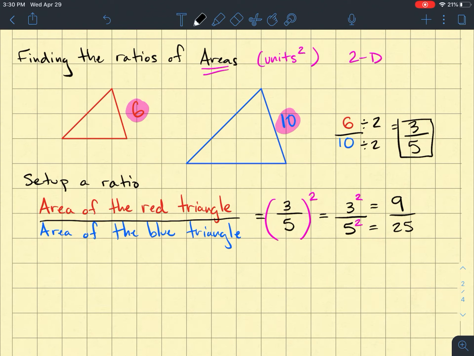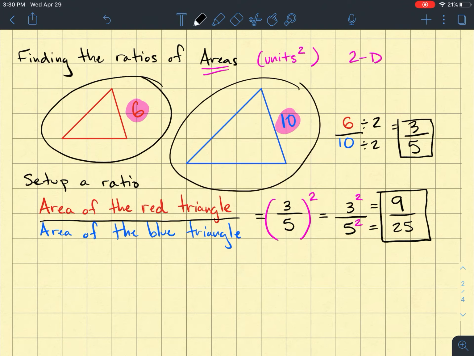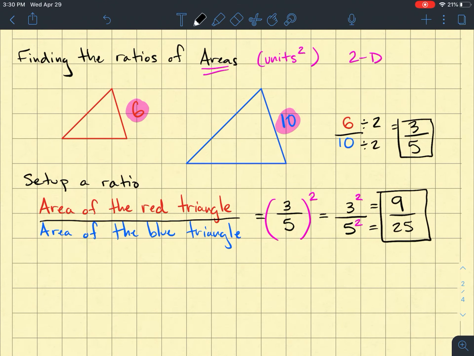So that means the ratio of their areas is 9 to 25. That means for every 9 values in the area of the red, there's going to be 25 values in the area for the blue.